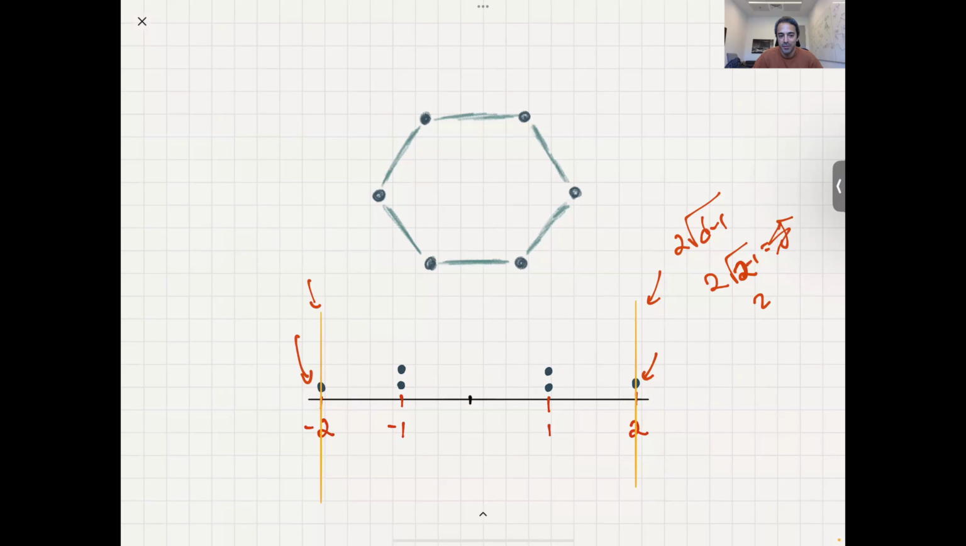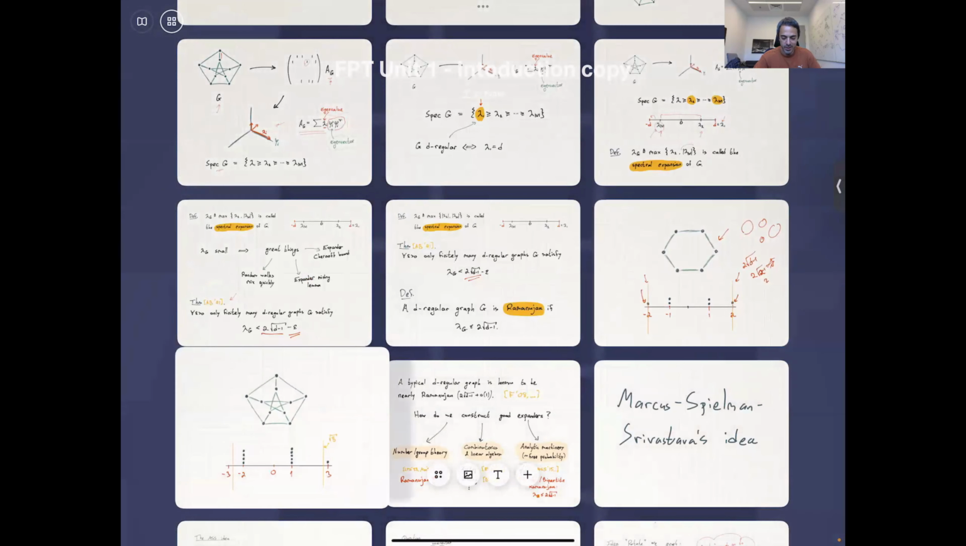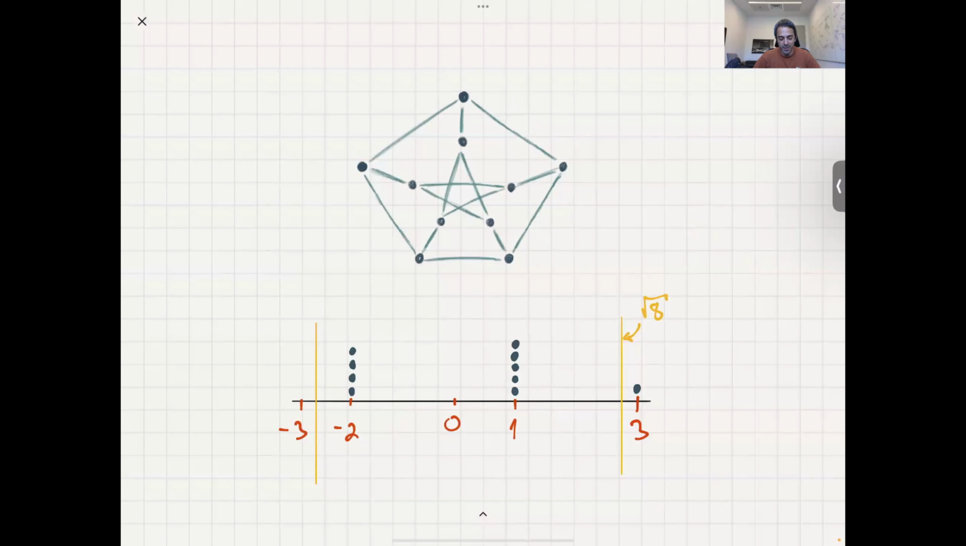What kind of graph do you expect to have over degree 2? It's just a union of cycles anyhow. So if it's connected, it's only this one. A more interesting example is the Petersen graph. This is a degree 3 expander graph.